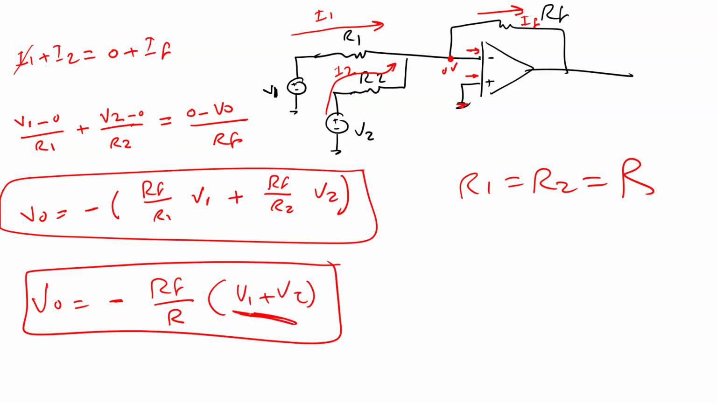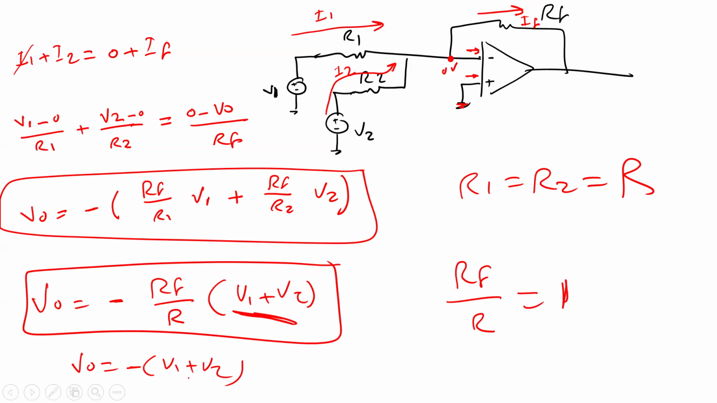So now I can do addition. And this addition is multiplied by a certain value. You can select RF divided by R equal to 1 if you want. And in this case, V out should equal negative (V1 plus V2).